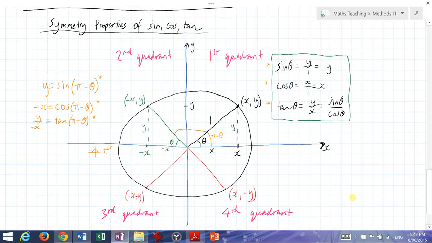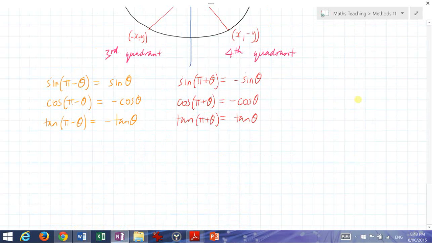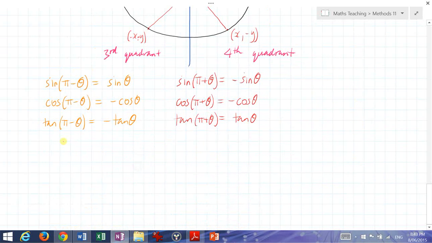That's the fourth quadrant. So first, second, third, fourth. All of these ones in the orange were for symmetries in their second quadrant. These in the red are the symmetries for the third quadrant. And I'm about to write up the symmetries in the fourth quadrant.